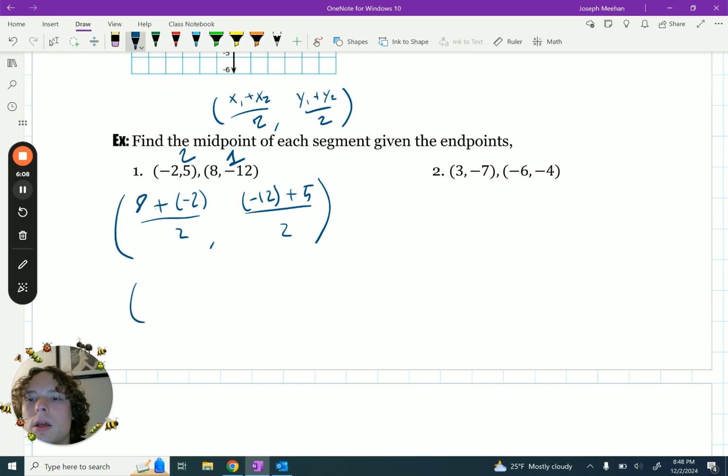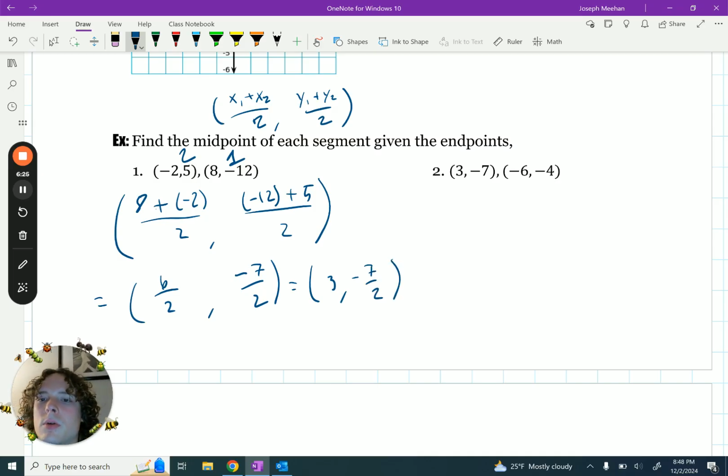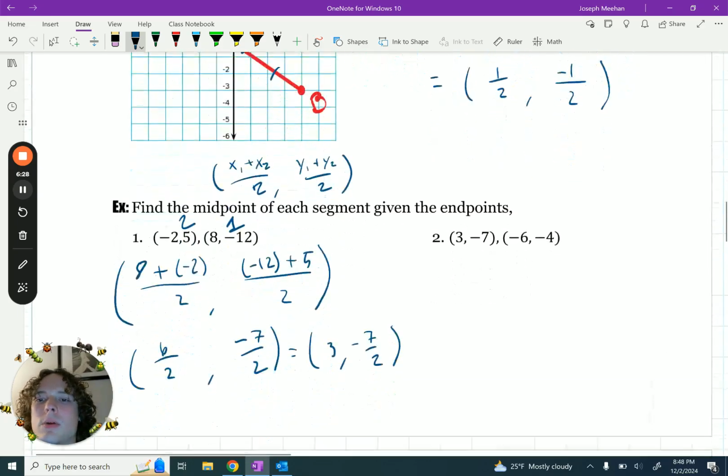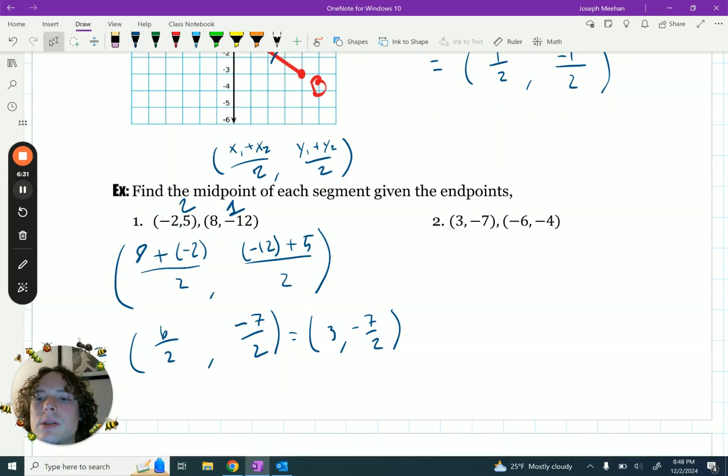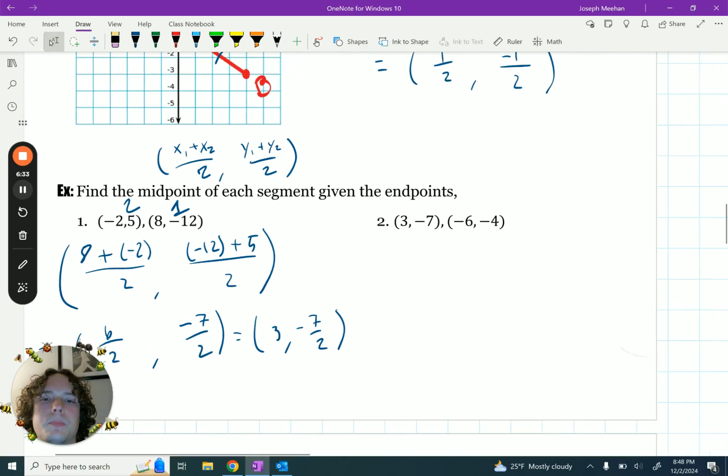So we're going to get 8 plus negative 2 is 6 over 2. And then negative 12 plus 5 is going to be negative 7 over 2. We can simplify that real quick and say that is (3, -7/2). So that's the midpoint of those two coordinates. So we just found the midpoint of 2 points, even though we didn't even have the coordinate plane, right? They just gave us 2 random points, and they said find the midpoint, and we did it.